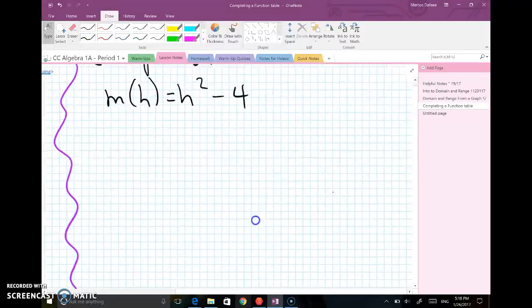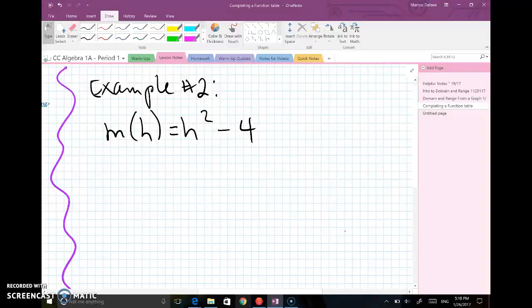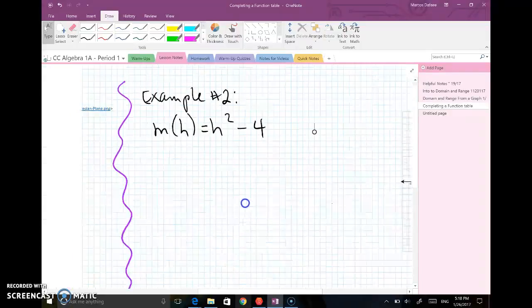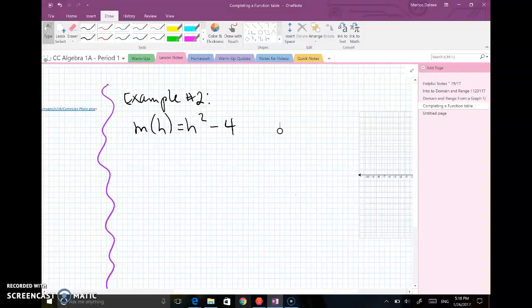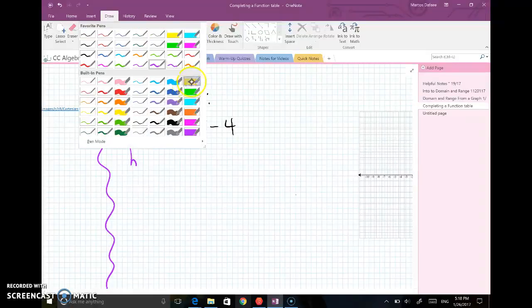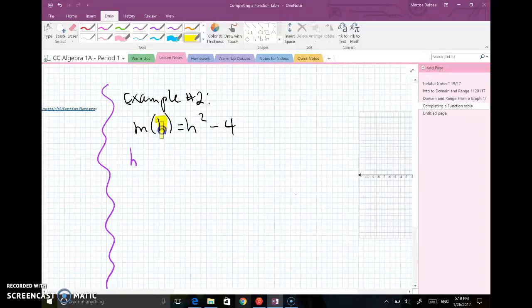Our function, first of all, is m of h equals h squared minus 4. So no matter what the function looks like, you can always construct a function table from it. And so mine will look like the following. It will be input, which in this case is my h. Okay, your input's always this right here. So if you don't know what letter to start with, that's how you know. Just look over there, it will tell you. And you put that right over here.